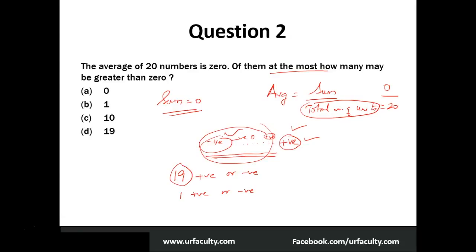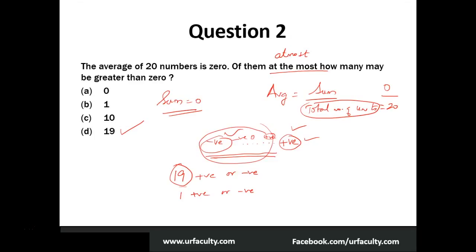At the most, how many can be greater than 0? 19 can be positive and 1 can be negative. So all the numbers are positive and one number, which is the negative of the sum of all these numbers, cancels them out and the sum becomes 0. Since it says at most, how many are greater than 0? The maximum we can think of is 19, because the 20th number is going to cancel out all the other positive numbers.